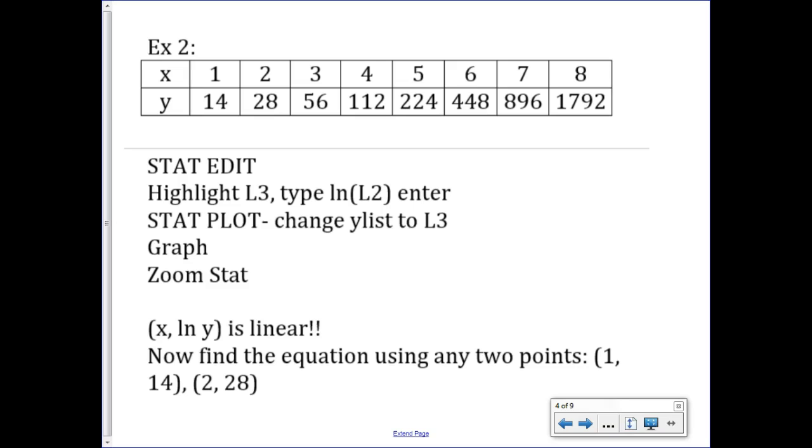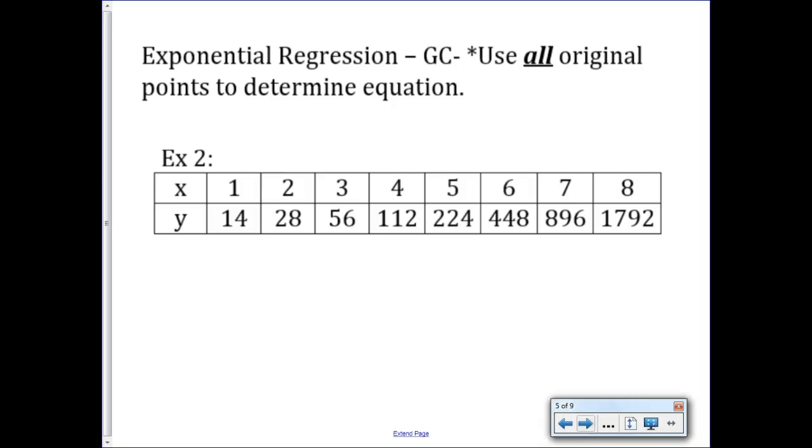So then find the equation with 114 and 228. Well, we could go practice again with the method that we just did, and if you want to, you can go and do that. The other thing we can do is called exponential regression. So with exponential regression, we can use all of the original points, or we can plug in just a few points. But with exponential regression, since we already have all of those typed in, go into stat, over to calc, and then exponential regression, and you should get 7 times 2 to the x as your answer.